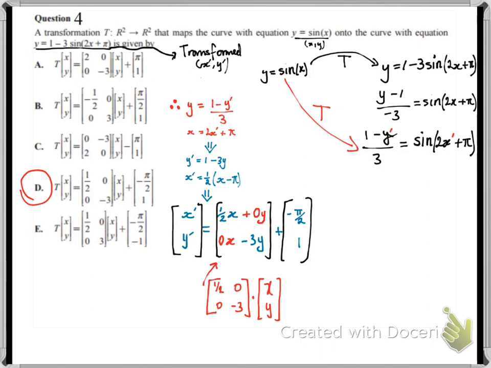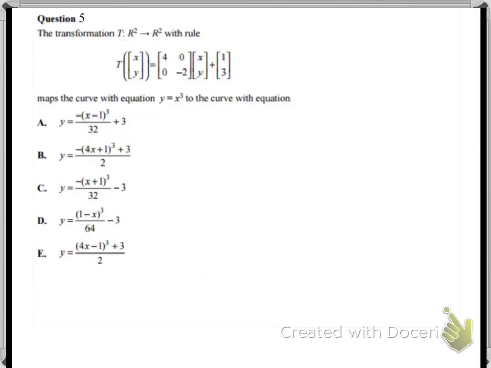Fantastic. Alright, we're doing very well. Let's look at one more. Question 5. The transformation with this rule maps the curve with equation y equals x cubed to the curve with equation given by this. So, that's your original function, and these here must be the transformed function. What we're going to do is perform the matrix multiplication. So we get these linear equations by multiplying this matrix and then adding.